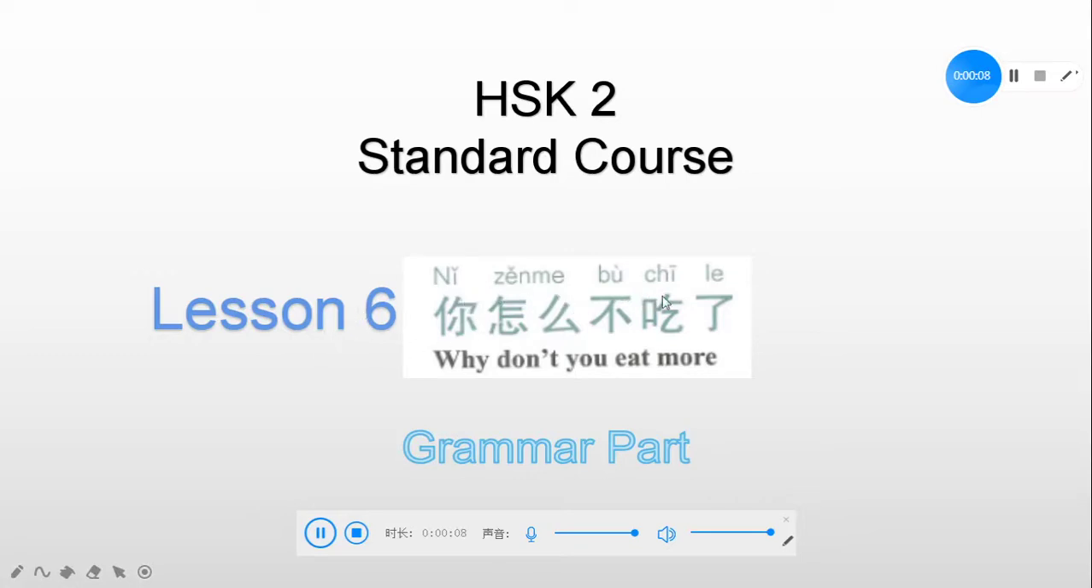你怎么不吃了? Why don't you eat more? So today I will lead you to go through these two grammar parts of today's class. So now let's get started with grammar part 1.